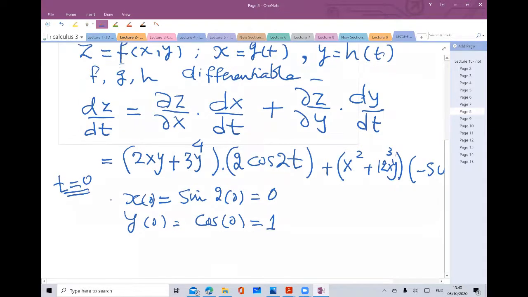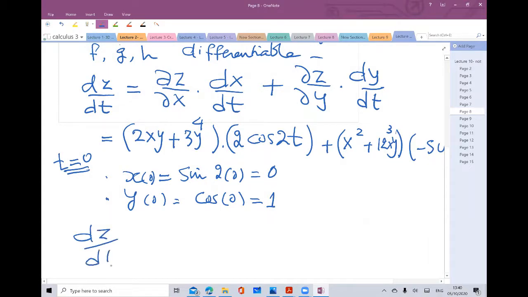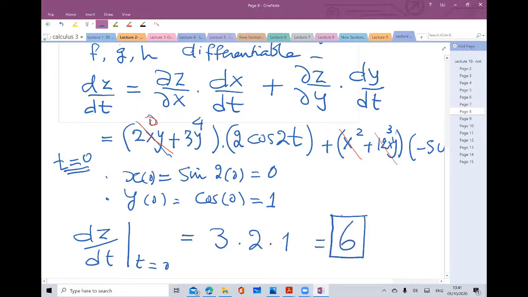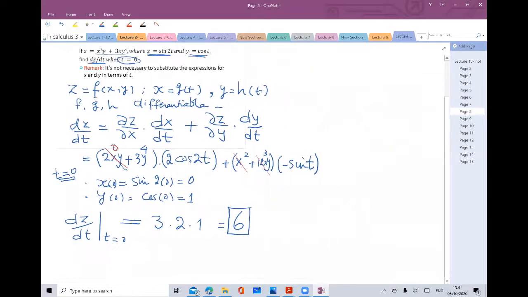If I have t equal to 0, x equal to 0, and y equal to 1, then dz/dt at t equal to 0 is, substituting, x is 0 and this is 0, so I have 0 here. This term turned out to be 0, so I end up with 3 times 1 times 2 cosine 0, which is 1. So I have 6. This is the derivative dz/dt of the composite function when I substitute t equal to 0.